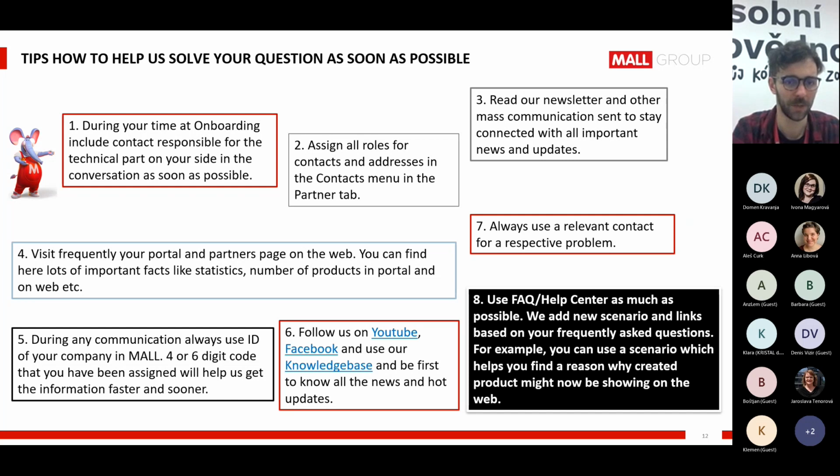Point number 5, during any communication, always use your ID of company in MOL. That is either 4 or 6-digit code that you have been assigned, and will help us get the information faster and sooner. Well, this means that if you only write from your email and we need to look up which company is connected to it, it sometimes is not as automatic as it might seem.